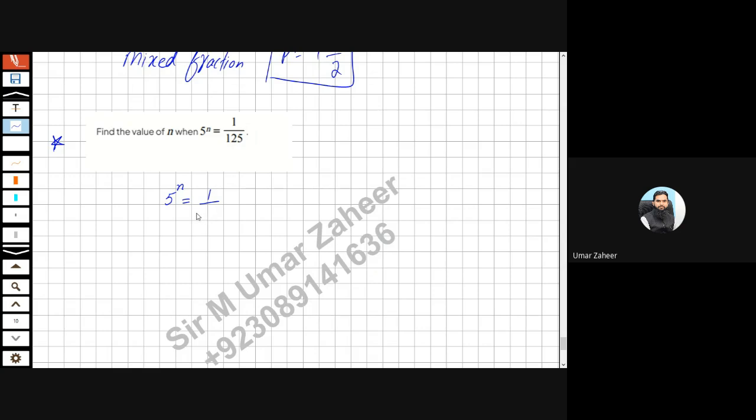We just find it in the previous questions. 125. Anyone else? 125. So 5 over cube. Yeah, 5 raised to power 3, 5 cube. Now we have to compare it. Obviously, we need to take it into the numerator. So when I am moving from denominator to numerator, the plus 3 will become minus. Now look here, the bases are same, so the powers are going to be equal. So the final answer is n is equal to minus 3.